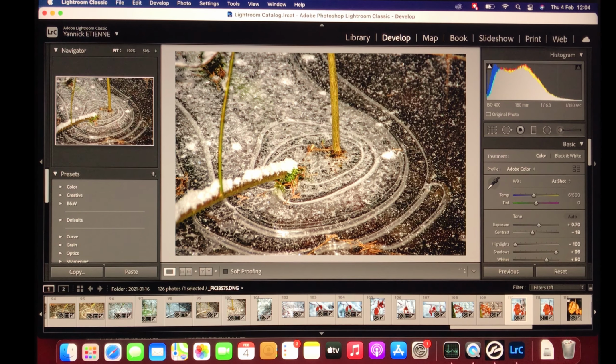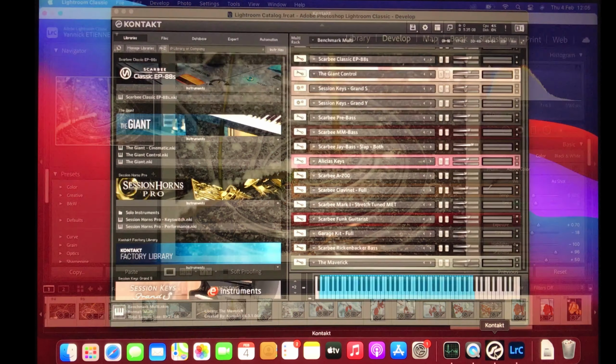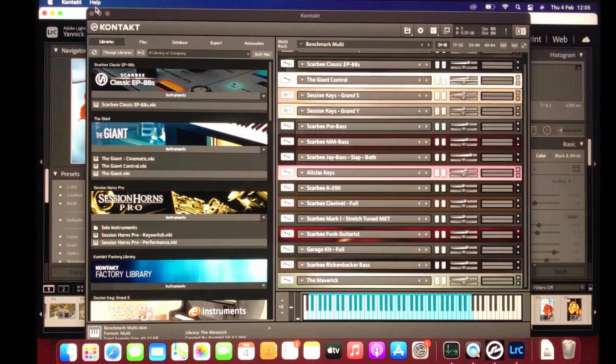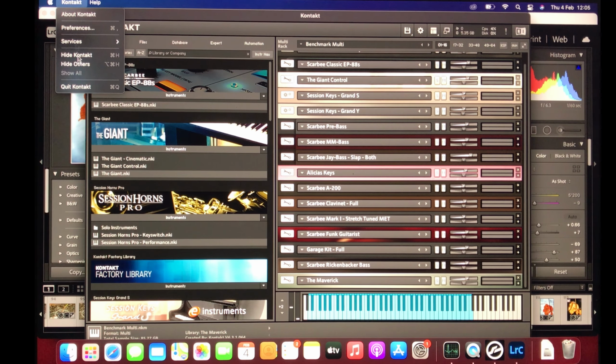So just to see if I go out of Kontakt. So let's try to swap back to Kontakt, and let's take Kontakt out. So quit Kontakt.